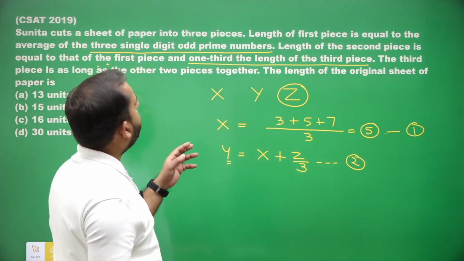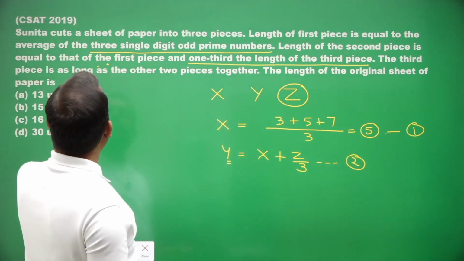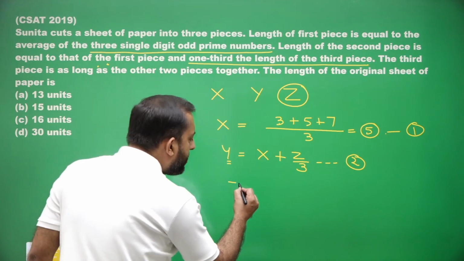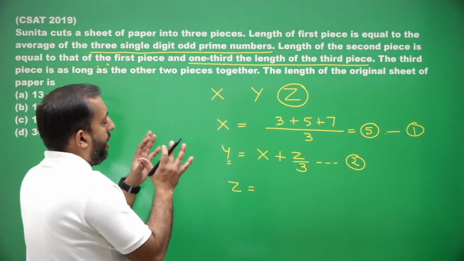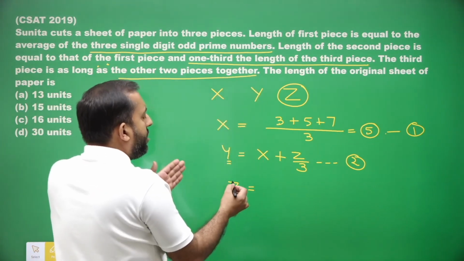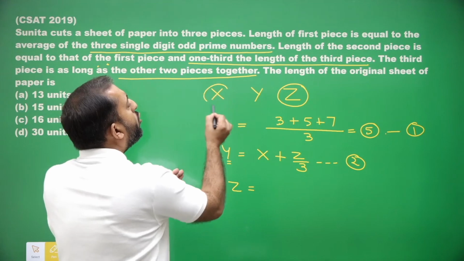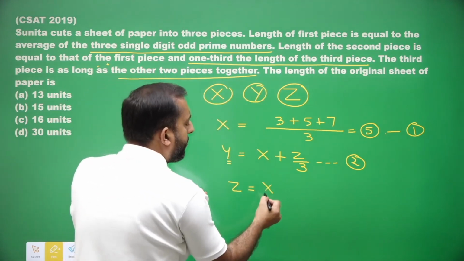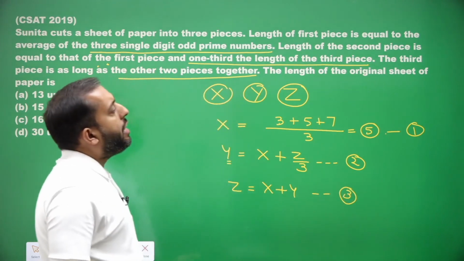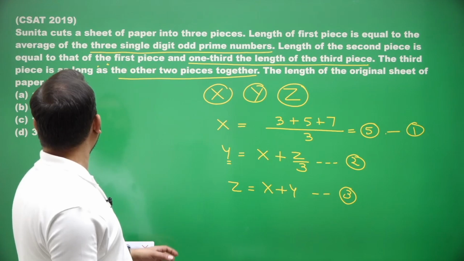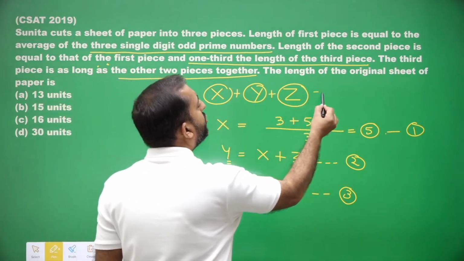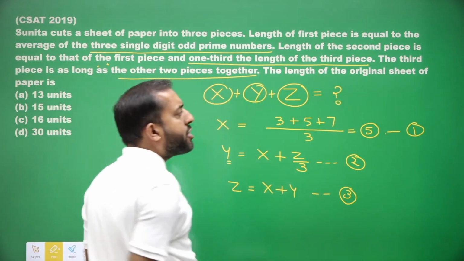Now the next line says the third piece is as long as the other two pieces together. Third piece, that is z, is as long as the other two pieces together, which means length of z should be equal to x plus y. This is your equation number 3. The length of the original sheet of paper is x plus y plus z.